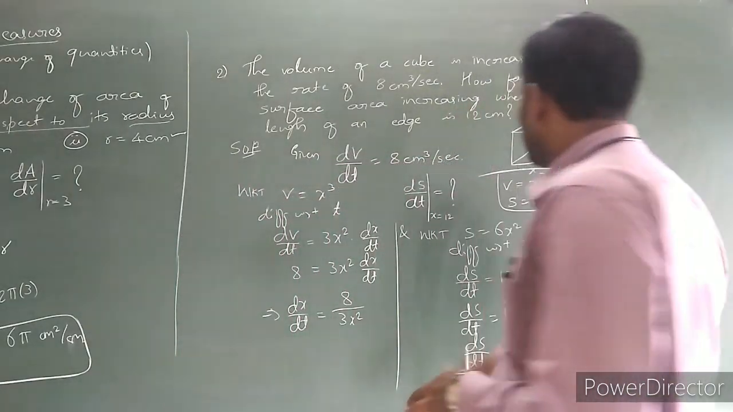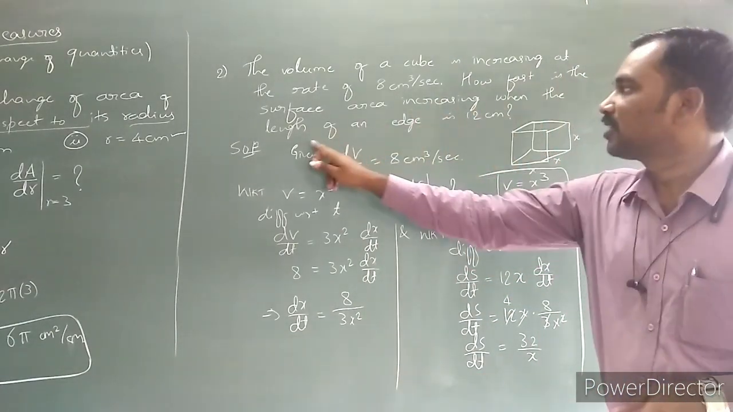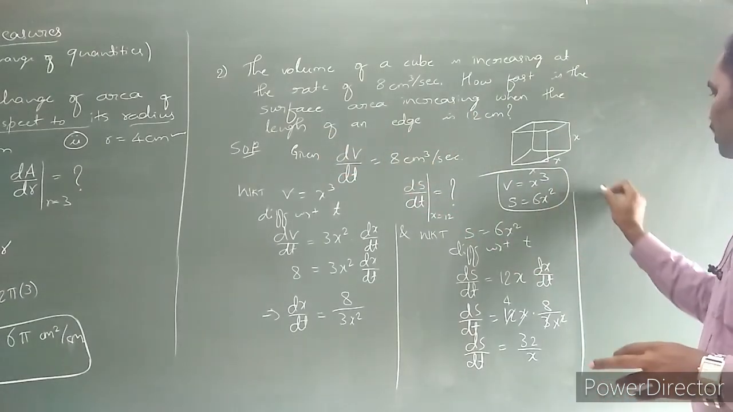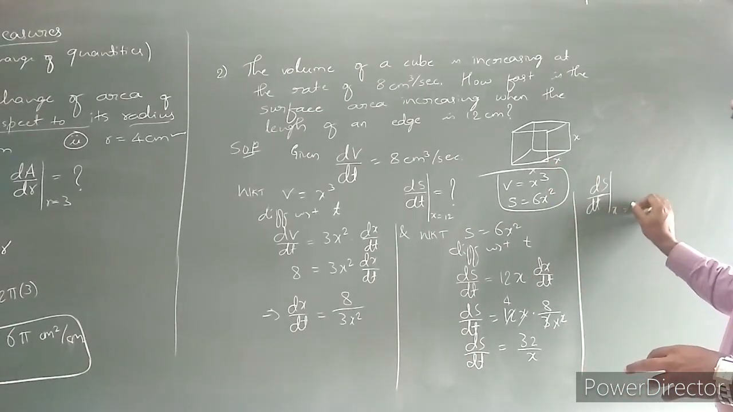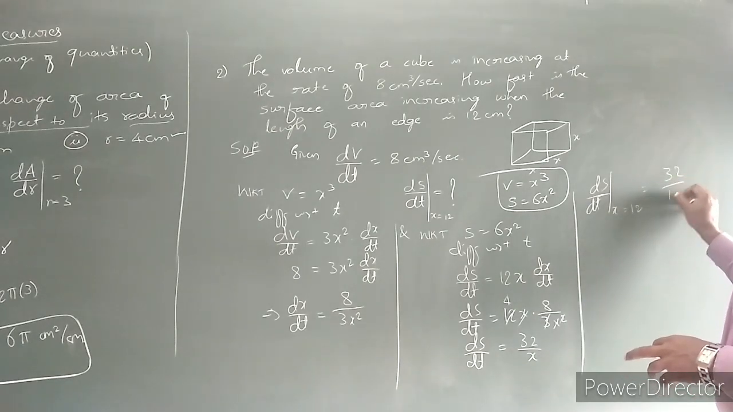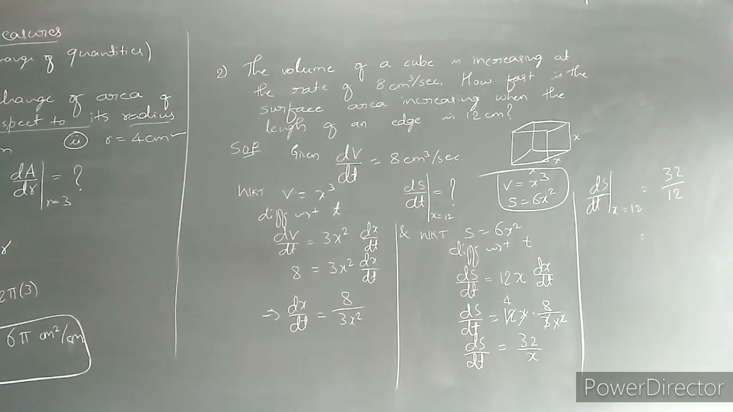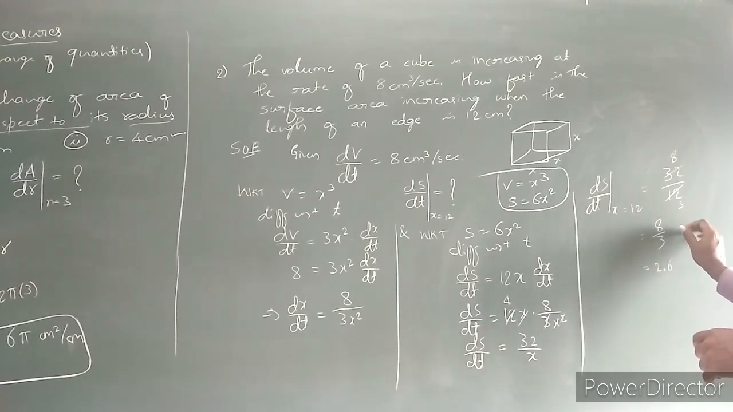But we need it at a particular side length, and the length of an edge is 12 centimeter. So ds by dt when the edge is 12 centimeter: wherever x is there, replace it as 12. Now 32 divided by 12. It is not a multiple of 12, so I just cancel: 4 3s are 12, 4 8s are 32, and so it becomes 8 divided by 3. 8 divided by 3 can also be written as 2.6, or 8 by 3, that's enough.